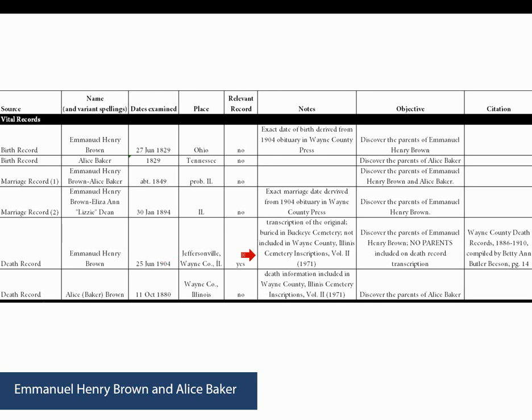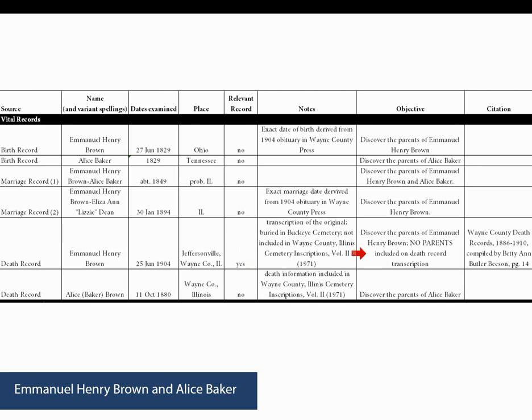And I put yes in this column. In the notes field, I include what I find to be relevant information coming from that death record. So I'm telling you that it's a transcription of the original, which isn't good. You should always get a copy of the original. And that's why I'm including that it's a transcription, because it's letting me know I need to do more work. The death record also says that he's buried in Buckeye Cemetery, and that he's not included in a book that I've been using, this Wayne County, Illinois Cemetery Inscriptions, Volume 2. He's not included in that. So I just want to remind myself of that information.